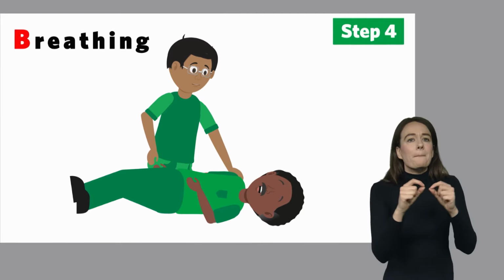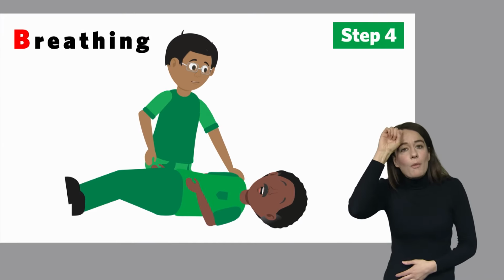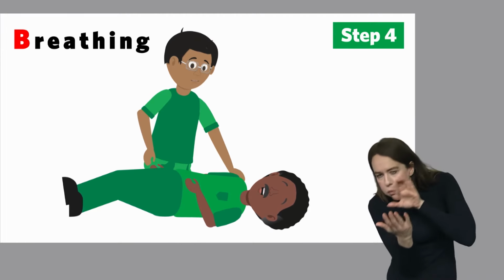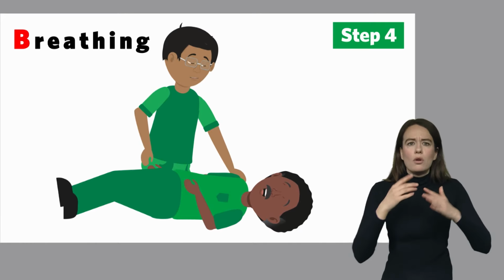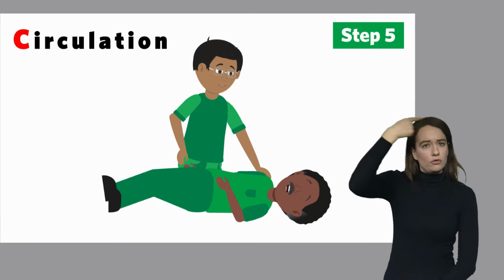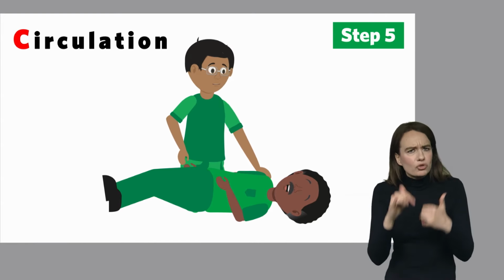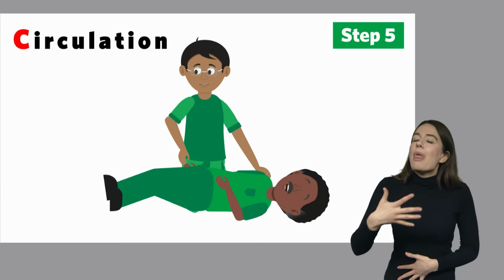B is for breathing. Check for normal breathing. Remember, do not put your face next to theirs. Instead, look at the chest rising and falling only. Do this for 10 seconds. C is for circulation. Check the casualty for signs of bleeding. Only do this if they are breathing normally.